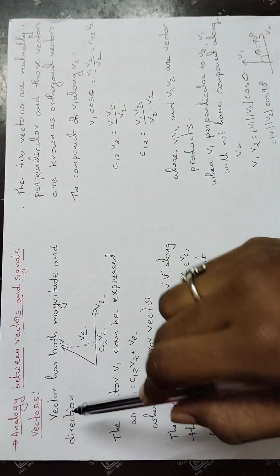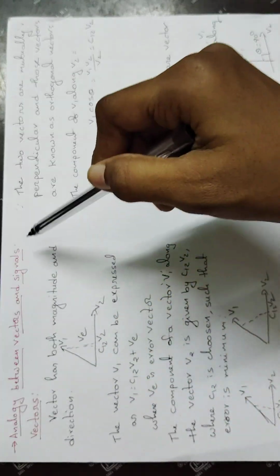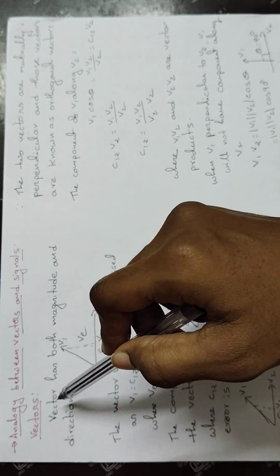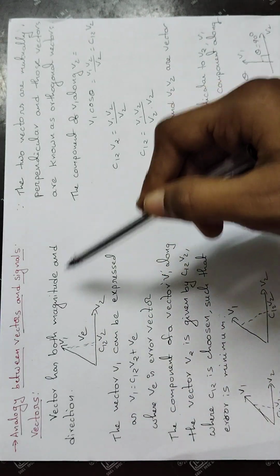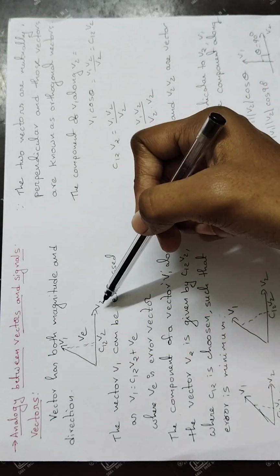In this video I am going to explain the analogy between vectors and signals. First we have to see the vectors. Vectors have both magnitude and direction. That means consider two vectors v1 and v2.